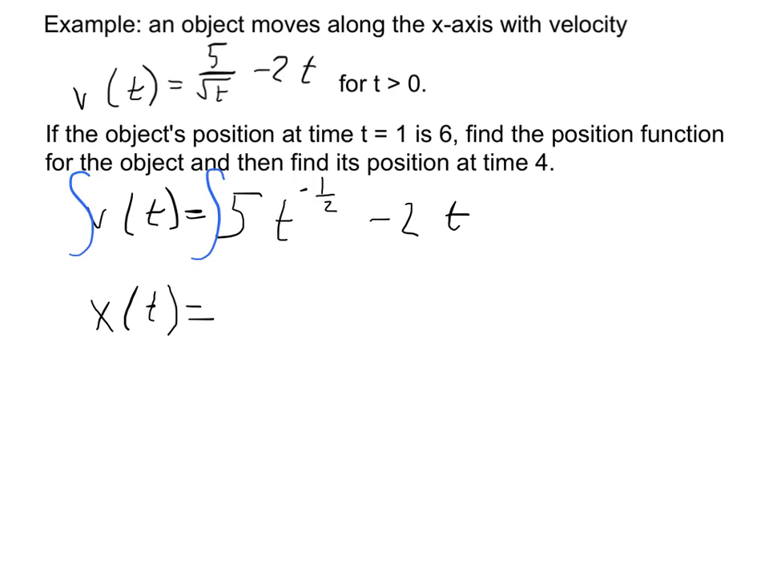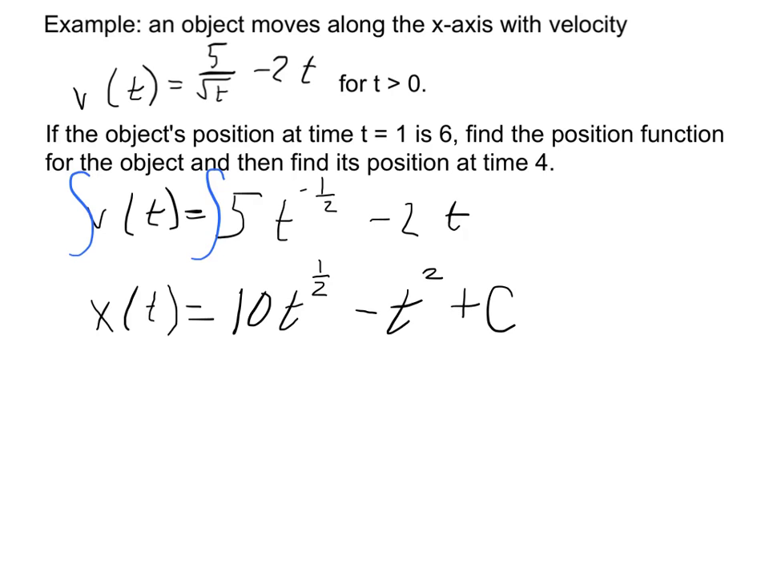Equals. And so when you increase this power by 1, it becomes 1/2. We multiply by the reciprocal, so we're going to end up with 10t to the 1/2 minus t squared, and then again we don't forget that plus c.